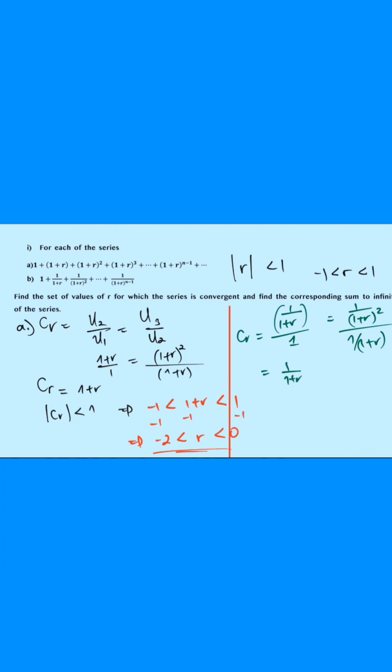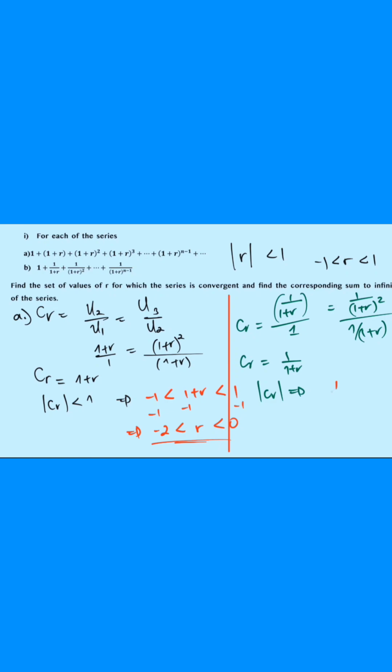All right, so the magnitude of this again should be less than 1, so this would imply 1 over 1 plus r is less than 1 and greater than minus 1. Okay, so I'm just going to break this up into two parts. All right, let's start off with this side. So we have 1 plus r times the negative 1, right, should be less than 1. And then we have negative 1 minus r less than 1.